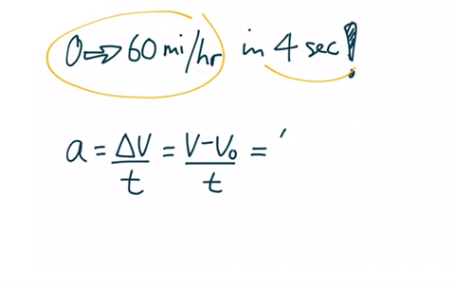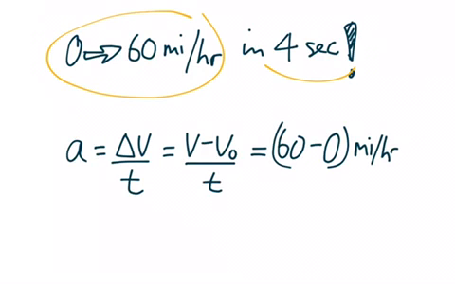In this case, my final velocity would be 60. My initial velocity was 0. And this is miles per hour. And then I'm going to divide by 4 seconds. And so when you get a calculator out and you use 60 divided by 4, you get 15.